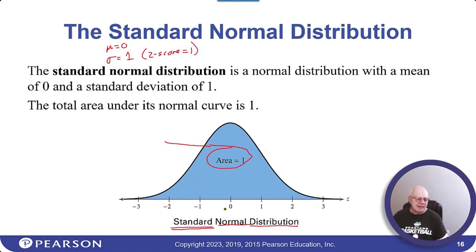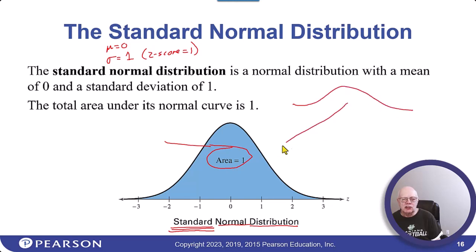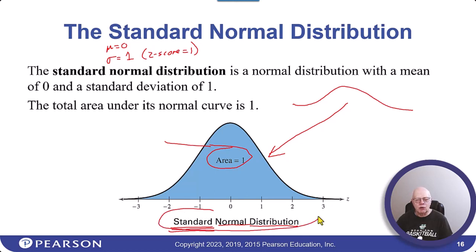Now, in the not too distant past, this standard normal distribution was even more important than it might seem right now. Because what people would do, statisticians and students alike, would be to take whatever normal curve they had and convert it to the standard normal distribution. Because we know a lot of things about the standard normal distribution. We can do a lot of tricks with it.